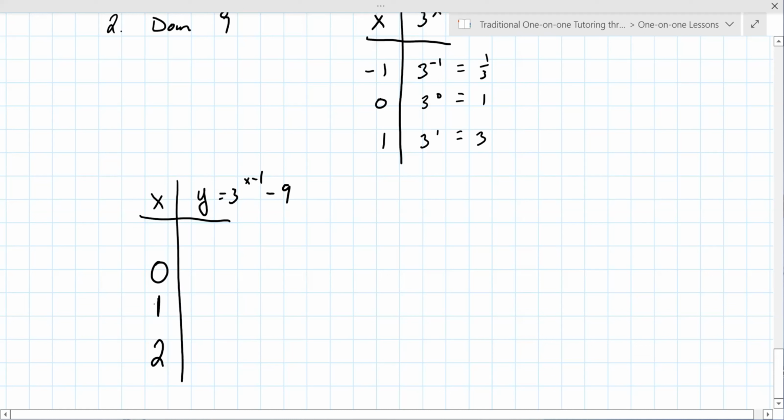So we put this value into the equation. So it's 3 to the 1 minus 1 minus 9. 1 minus 1 is 0. 3 to the 0 is 1. 1 minus 9 is minus 8. Then it's 3 to the 2 minus 1 minus 9. So 2 minus 1 is 1. 3 to the 1 is 3. 3 minus 9 is minus 6.